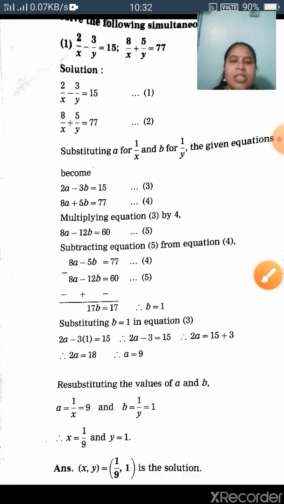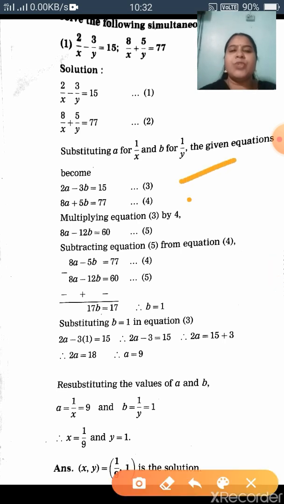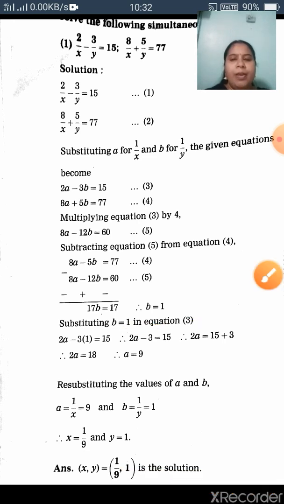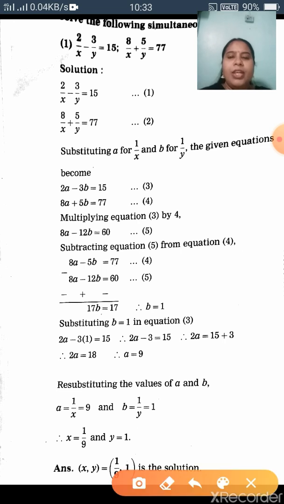Substitute this b is equal to 1 in equation number 3 or equation number 4. Whichever you find easy, you can substitute here. I am substituting it in equation number 3. So what will we get? 2 into a minus 3 into 1.